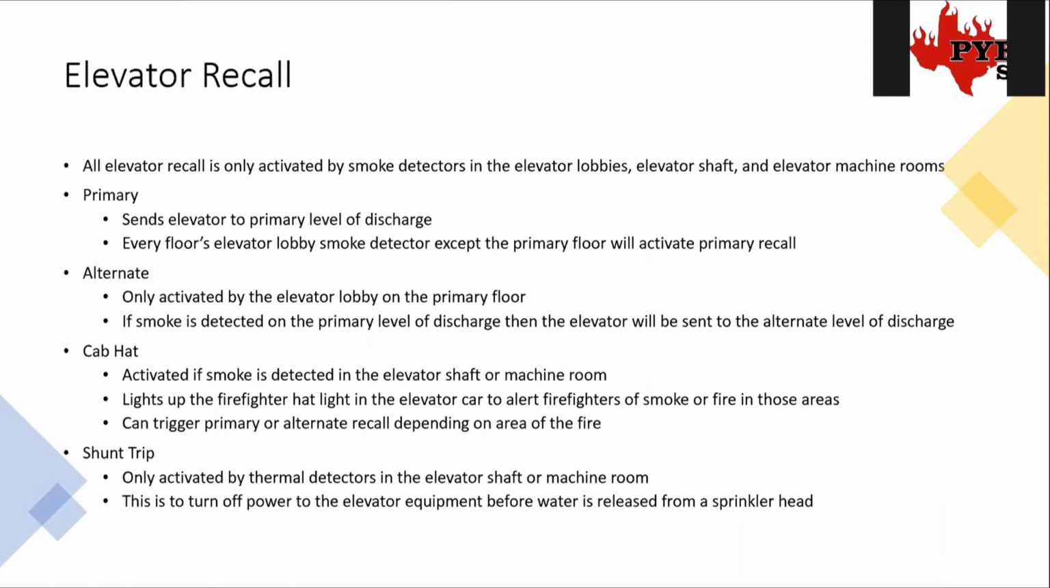The only one that activates this is any alarms that happen on your primary level. So if your machine room is on your first floor and your first floor is your primary level, then when your machine room goes off, it's going to send it to the alternate level. Your primary elevator lobby, your first floor elevator lobby, is always going to send it to your alternate level. If you have your elevator machine room on a different floor than your primary level, then the machine room will still send it to your primary. I hope that's not too confusing.